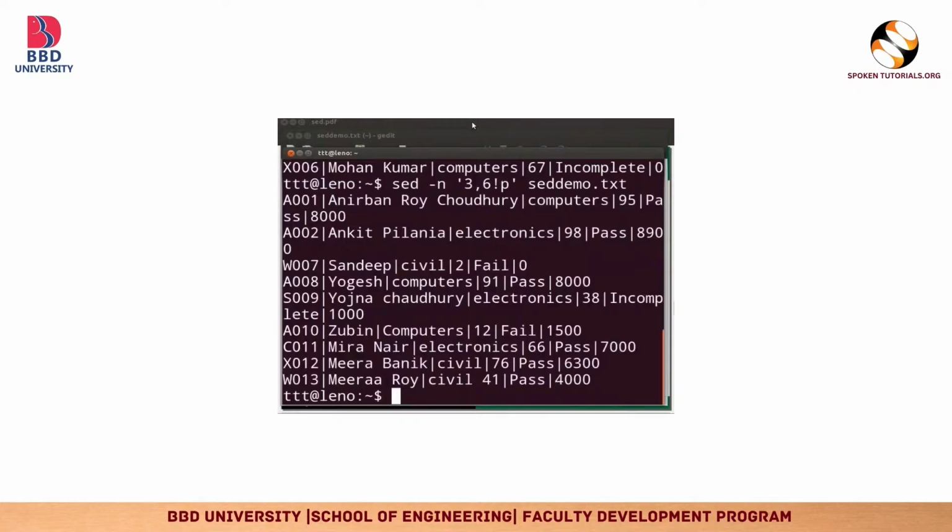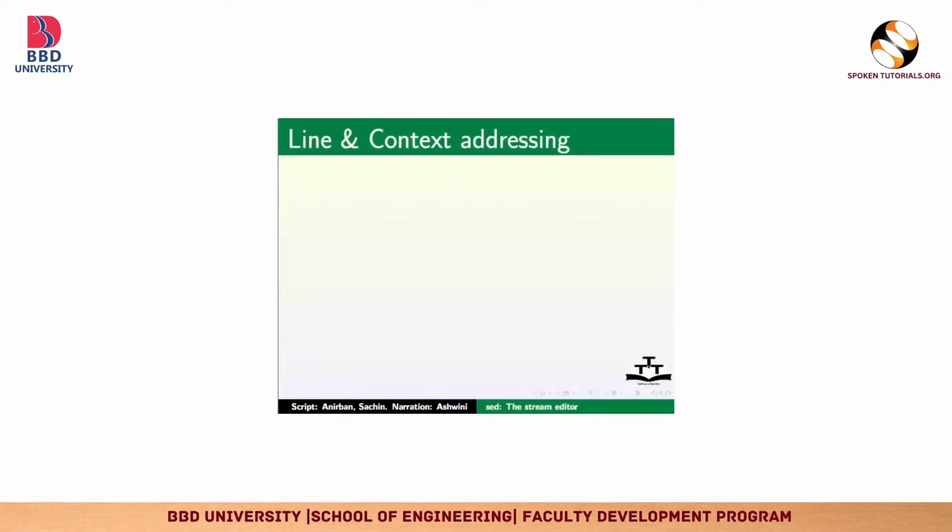Let us switch back to our slides. Line addressing and context addressing. So far, we specified the lines in the file on which the action needs to be taken. This is known as line addressing. Address specified by the line numbers. This is one way of addressing.